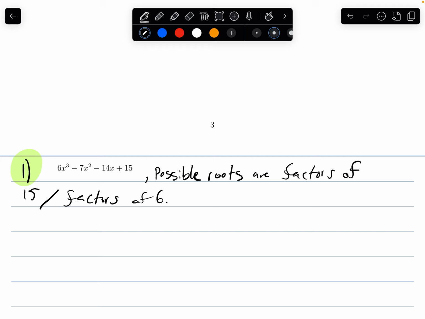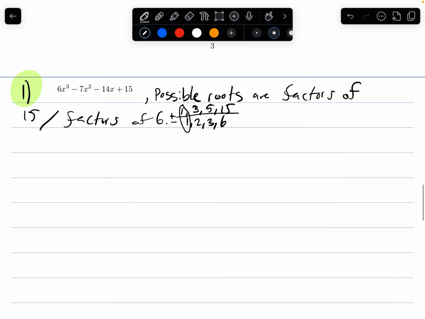factors of 6. The factors of 15 are 1, 3, 5, and 15. And the factors of 6, let me put this downstairs, are 1, 2, 3, 6. So it's going to be some ratio between these guys, and then you can put a plus or minus. So one of the options you can see here is 1 divided by 1. I'm going to try that one first. And then we can try that using synthetic division.